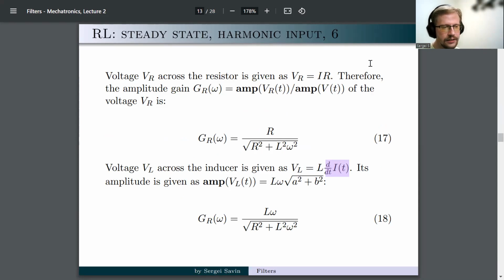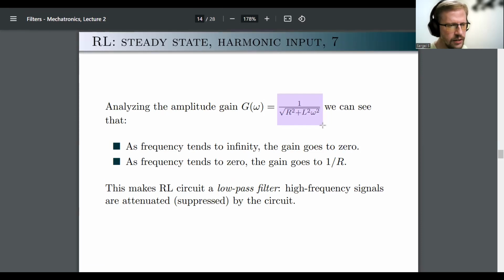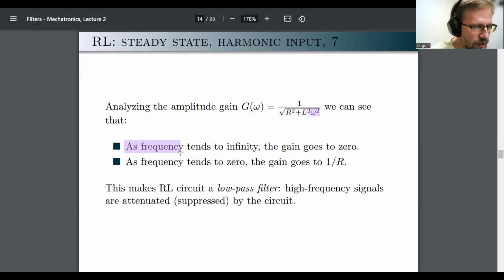Okay, now let us see if we can analyze. We analyze the current gain. Just for simplicity, I'm analyzing the current gain. So as frequency, and this is a frequency, remember, okay? As frequency goes to infinity, the gain goes to 0. Because the denominator is going to infinity, right? 1 over infinity is 0, right? Now, as frequency tends to 0, the gain goes to 1 over R. Because L squared times 0 is 0, so we just have 1 over the square root of R squared, so 1 over R.